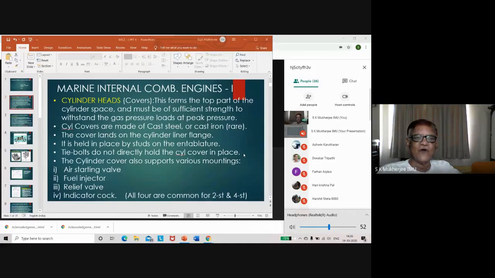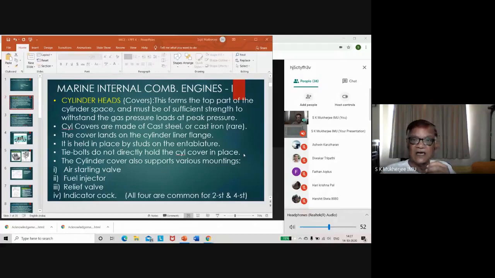Let's talk about cylinder covers. These are the topmost fittings, and this forms the top part of the cylinder combustion space, and must be of sufficient strength to withstand the gas pressure loads at peak pressure. Obviously, the maximum pressure happens at peak pressure. These cylinder covers are mostly made of cast steel, and in some cases, they are still cast iron. Cast steel is definitely much stronger than cast iron.